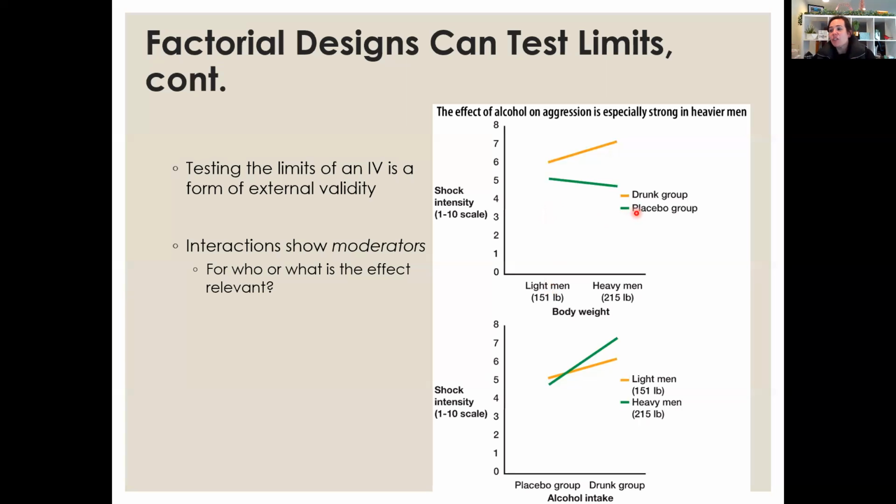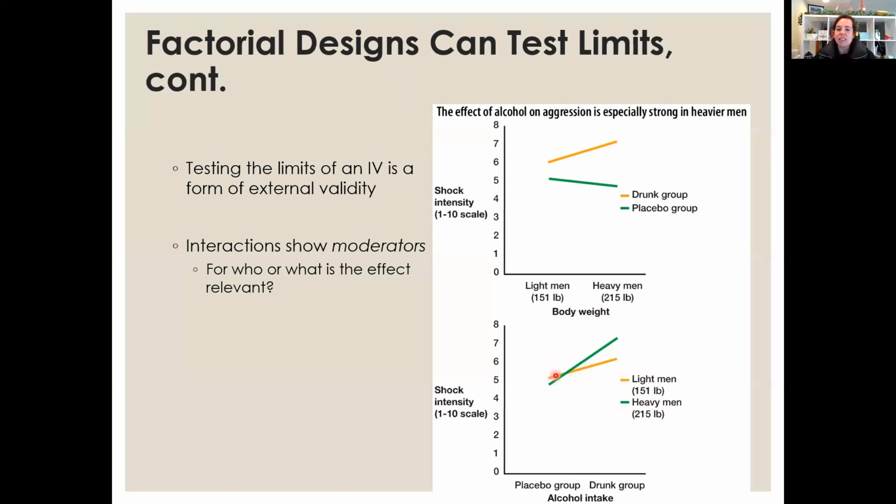Now we can see here the placebo group, those who didn't drink a whole lot, the shock intensity went slightly down between very light men versus heavier set men. The drunk group, though, we saw an increase. So lighter men didn't have as high of a shock intensity when they were playing the game compared to heavier men, okay?